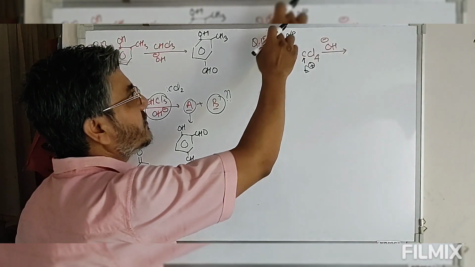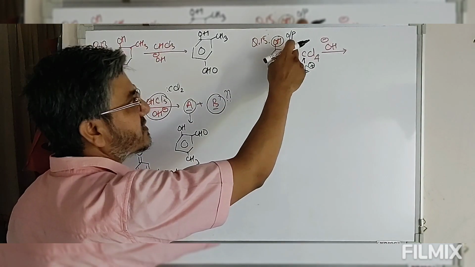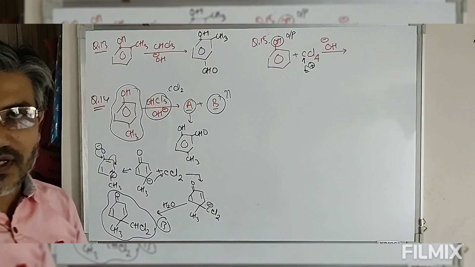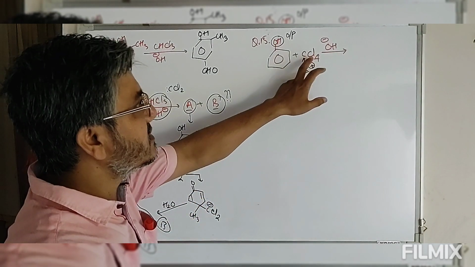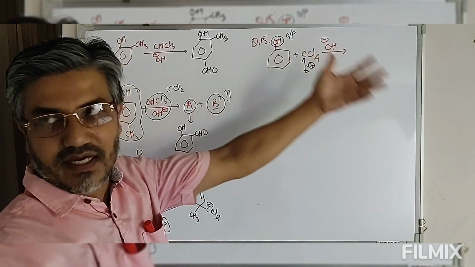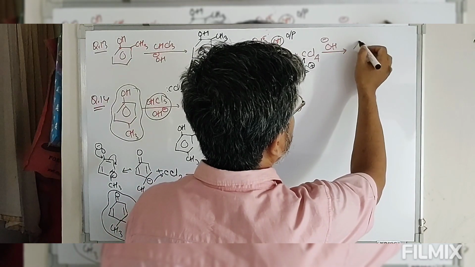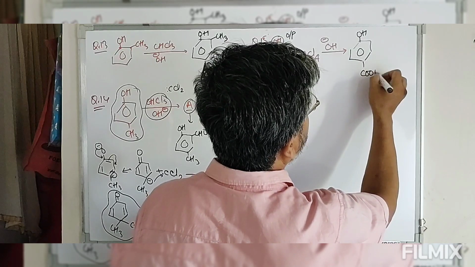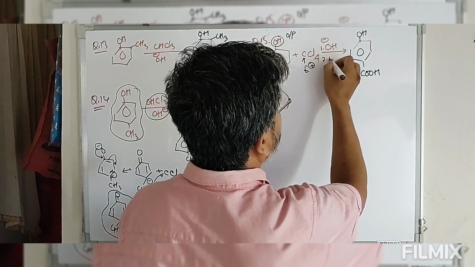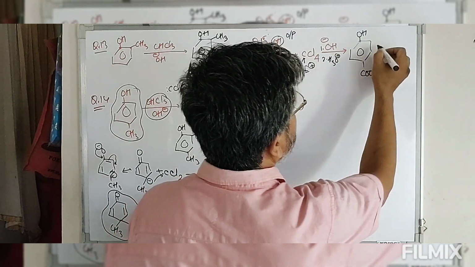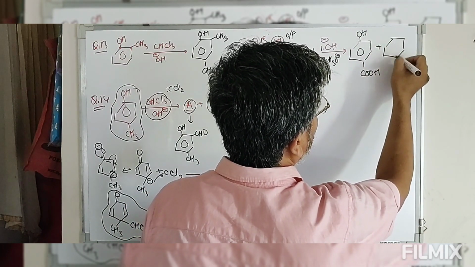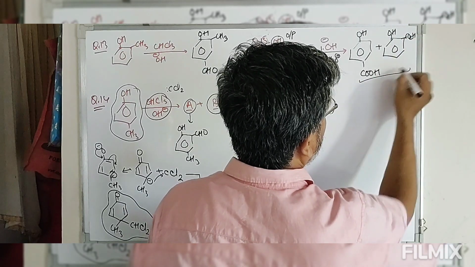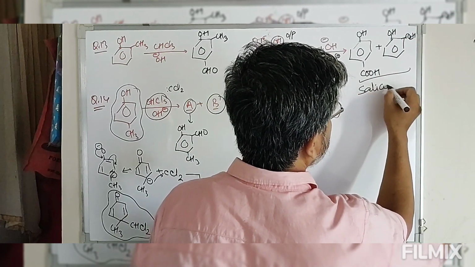Now because of this being ortho para directing, electron density at ortho and para is increased. So the substitution reaction will take place at ortho and para position, and this Cl will be replaced by OH, that is hydrolysis. This gives you OH and COOH, meaning first hydrolysis followed by acidification. So a COOH group is introduced at ortho and para position. This compound is known as salicylic acid.